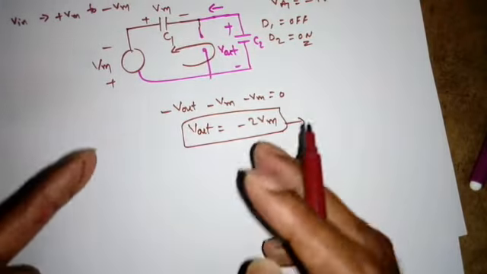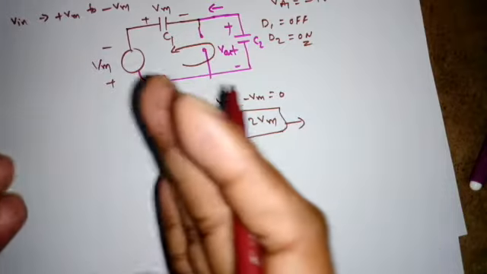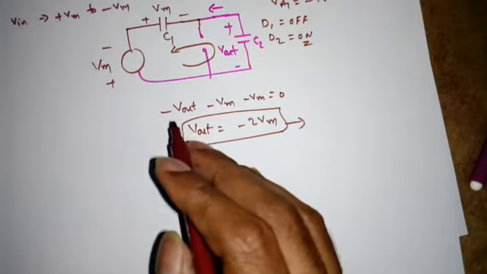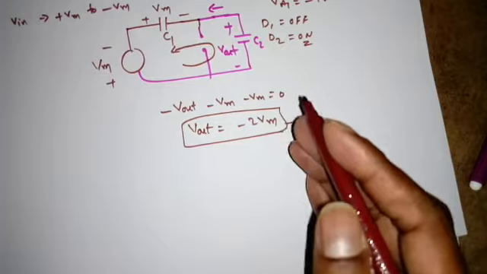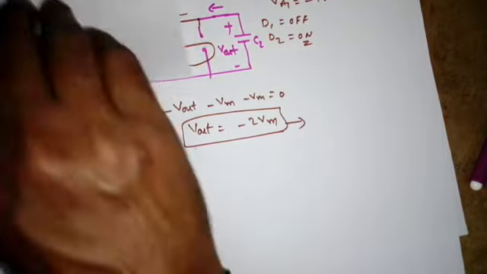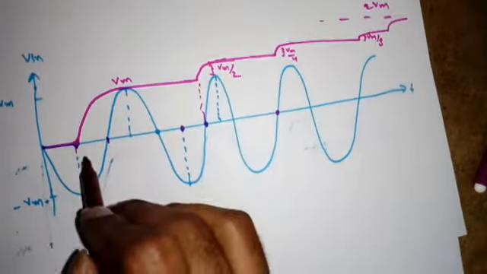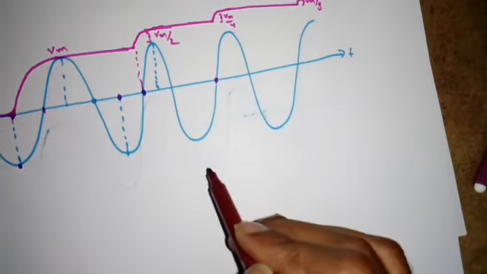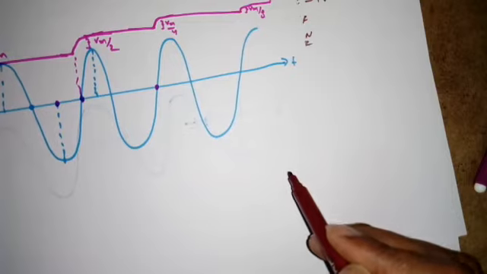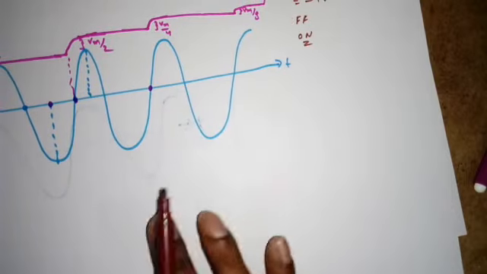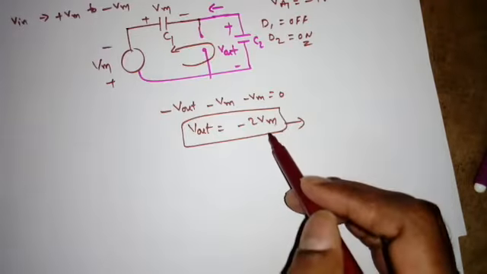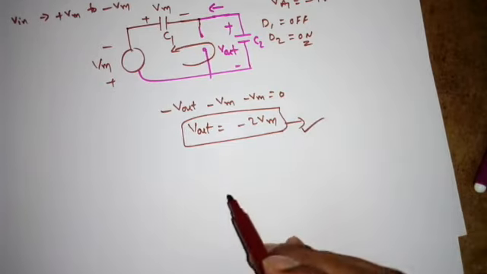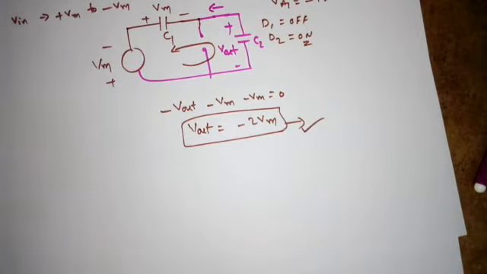But practically it will not happen like this, as we have discussed for Vout equal to 2 VM. That is, we can say, a positive doubler. The same thing will happen here. It will charge to minus VM, then minus VM by 2, minus VM by 4, minus VM by 8, minus VM by 16, and so on. Finally we will get minus 2 VM, right? So I hope it is clear.